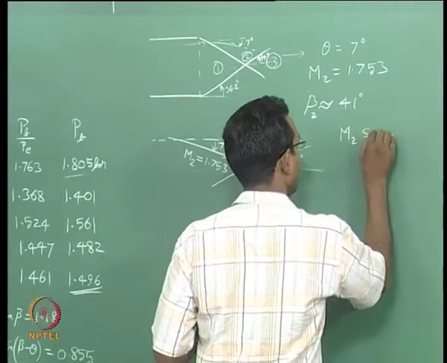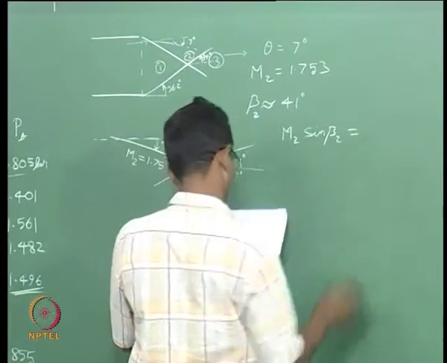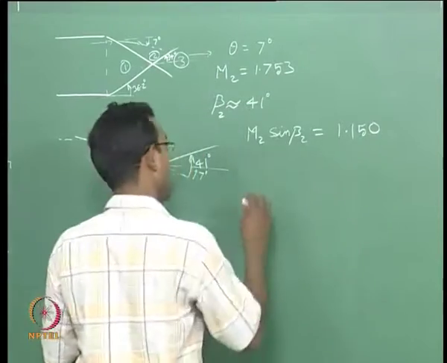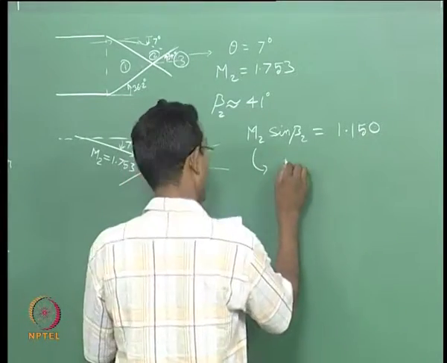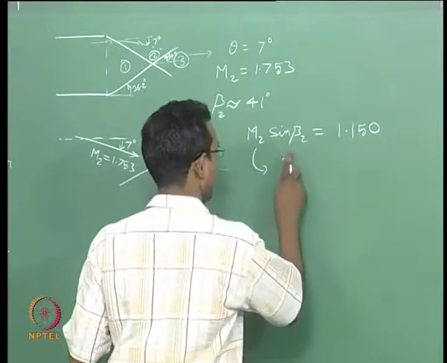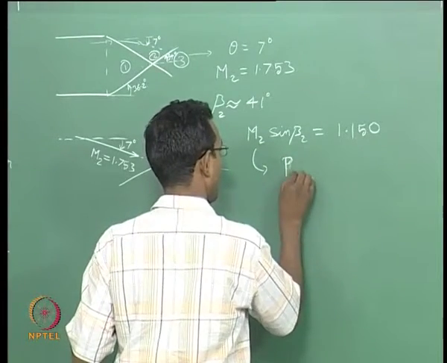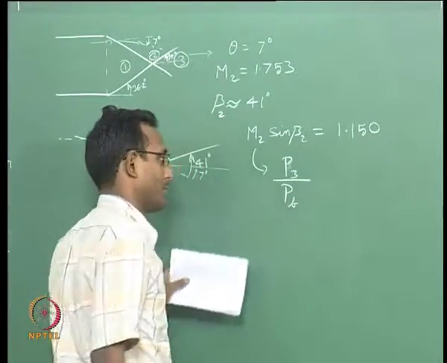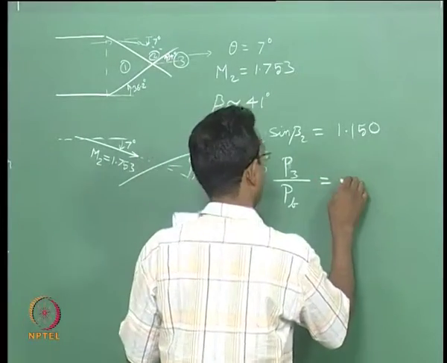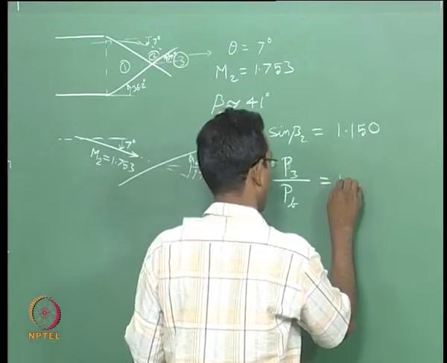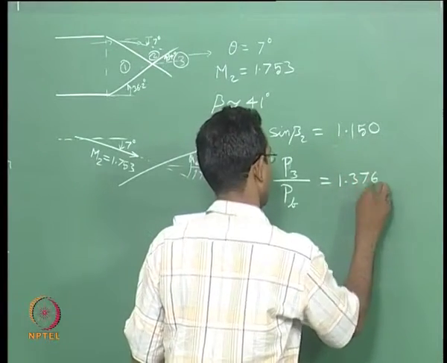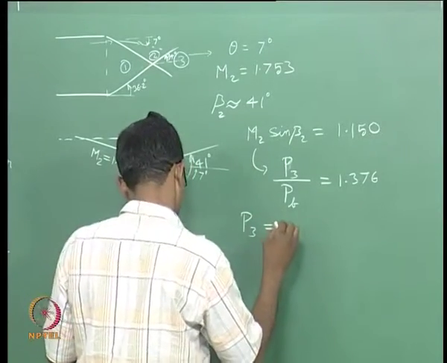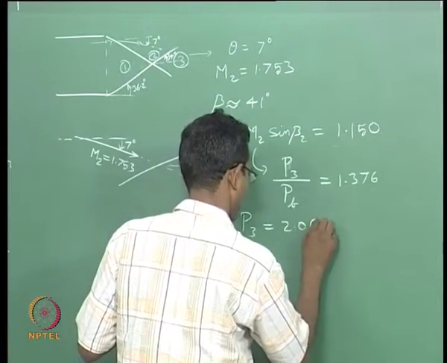Okay. M2 sin beta 2, that value is 1.150. Okay. This will from normal shock tables give me P3 by P2, or I will call it PB, both are same, P2 equal to PB anyway. That value coming from this particular Mach number normal shock tables, gamma 1.4, is 1.376. Since I know my PB, I immediately get my P3, it is 2.064 bar.